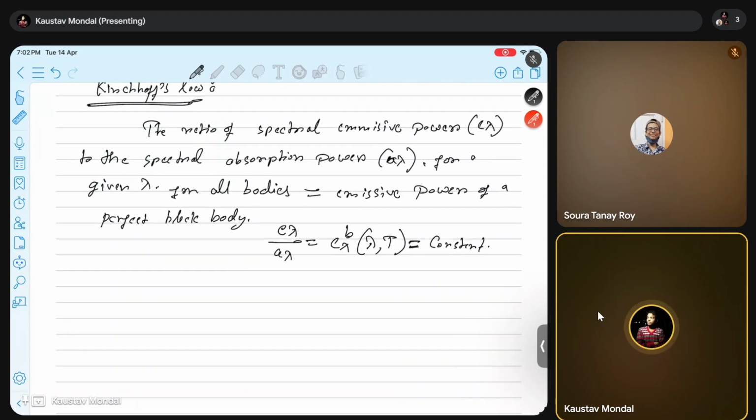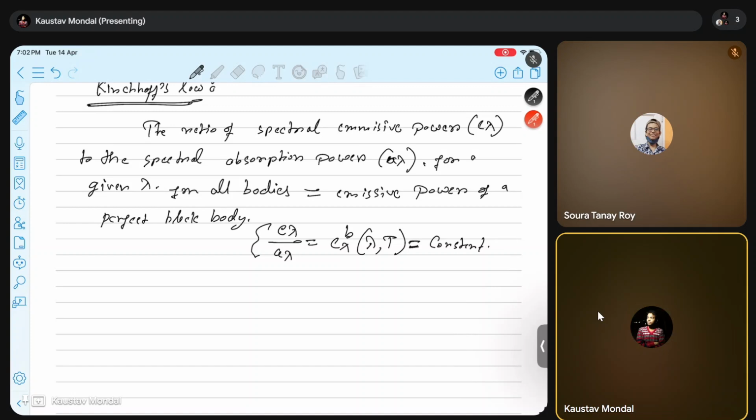So this is the definition of Kirchhoff's law. What is basically its physical significance? The physical significance is that it holds for every kind of body that exists in our universe. So if for a body you decrease its A lambda, that means the absorption power, then in order to keep this ratio fixed, the body will also decrease its emissivity power, E lambda. Similarly, if you increase the A lambda, the E lambda will also increase. If you increase the E lambda, the A lambda of that particular body will also increase, in order to keep the ratio fixed.